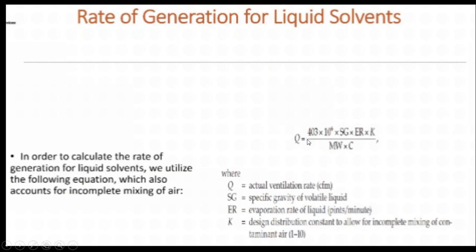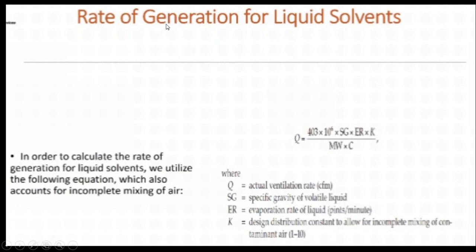One thing is there. If we go toward the left side, this bullet point also says that in order to calculate the rate of generation of liquid solvents, meaning the rate at which the liquid solvents are going to be generated, we utilize the following equation. But below, where it is explaining, Q is equal to the actual ventilation rate. This is a little bit confusing. According to their explanation, Q means actual ventilation rate. Okay, I do agree with this. But in the heading on the left side, they say the rate for the generation of the liquid solvents. So how do we then calculate the rate of generation of the liquid solvents?